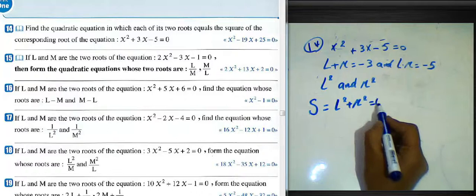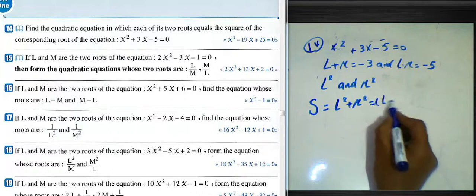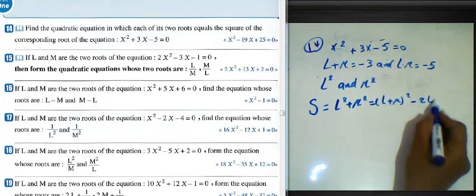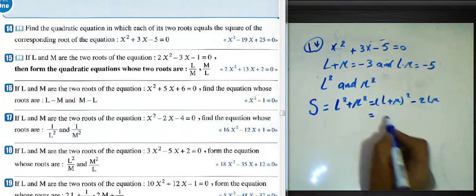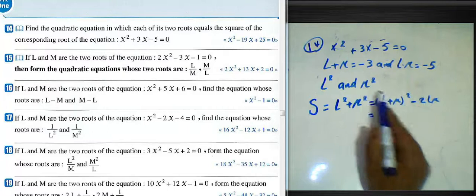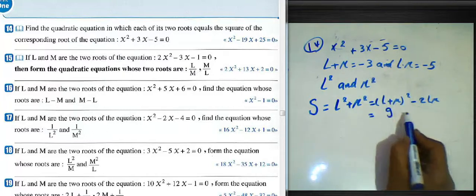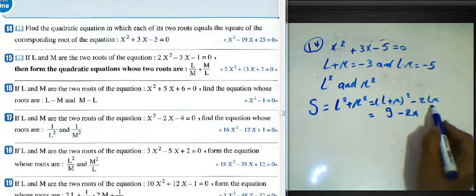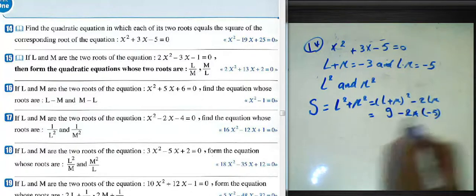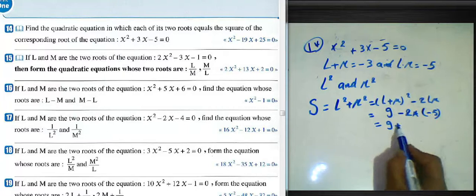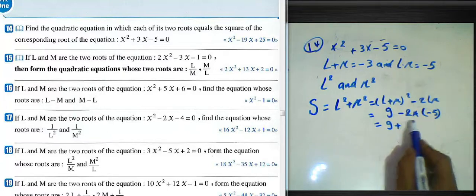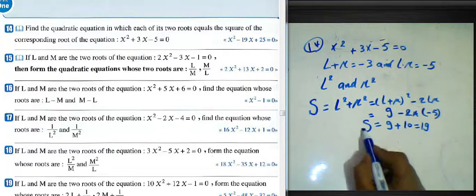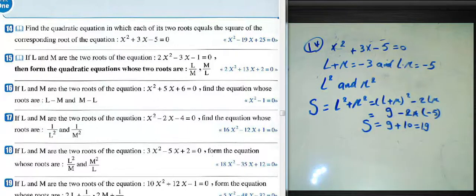We know L power 2 plus M power 2 equals (L plus M) power 2 subtract 2LM. L plus M equals what? Negative 3. Negative 3 power 2 equals 9. Subtract 2 multiply L product M, which equals negative 5. So the result will be 9 plus, negative multiply negative equals positive, 2 times 5 equals 10. The result will be 19. It was the sum. And the product, we can find the product, right?